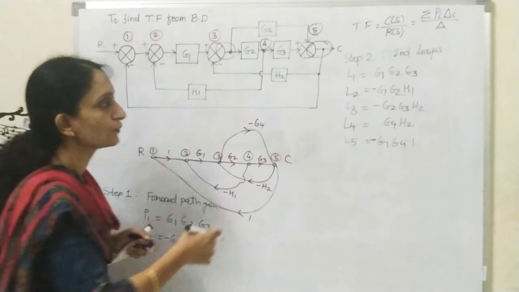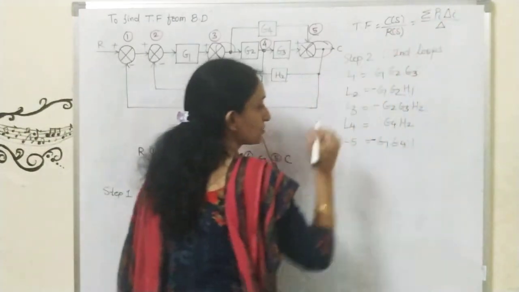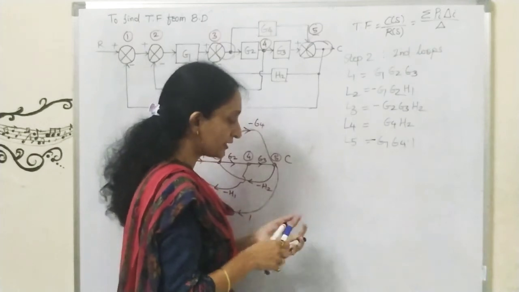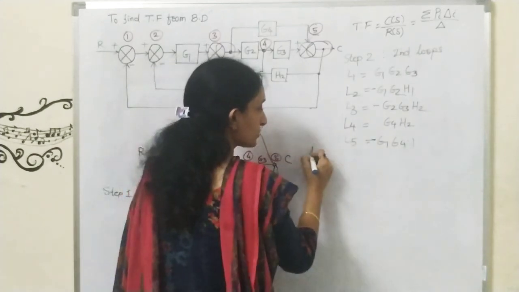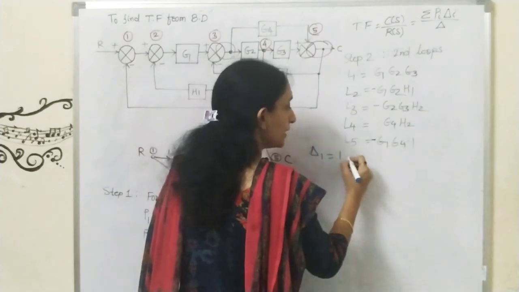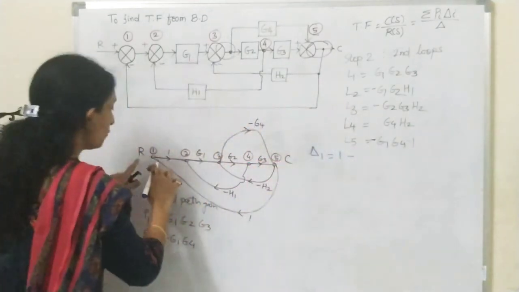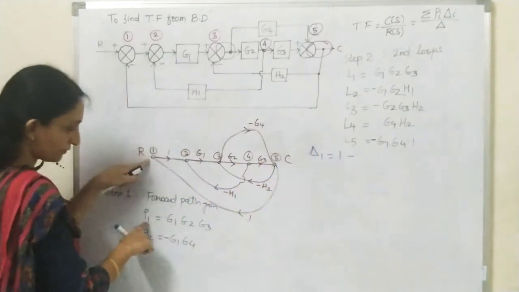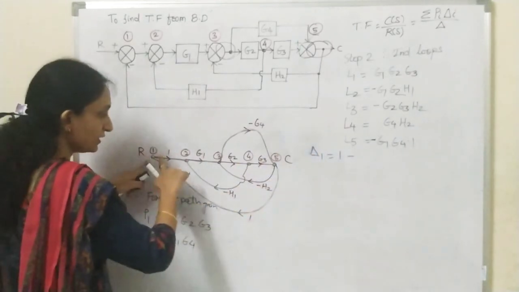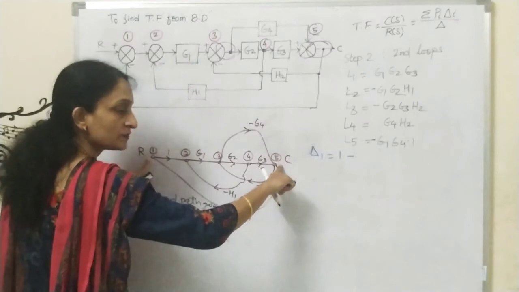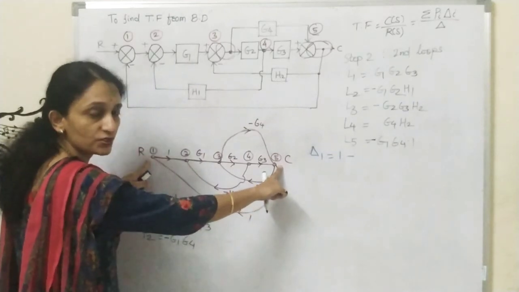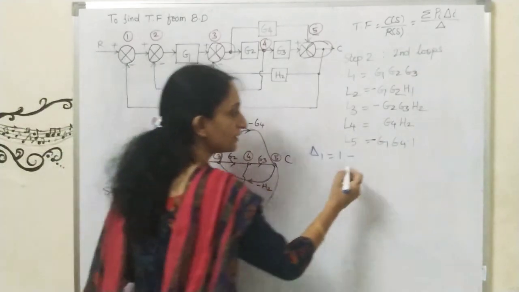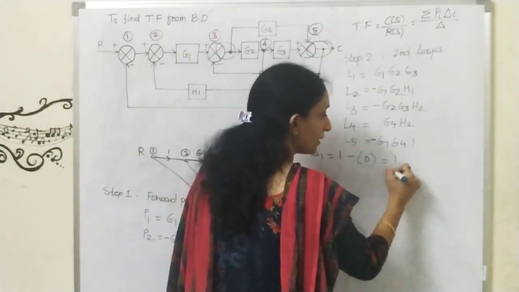Now next we need to calculate this delta I. So what is delta I? Delta I is a term that is related with a forward path. I will write delta 1 is equal to 1 minus, I will check. For delta 1 we need to consider the first forward path, G1, G2, G3. So this is the first forward path. Just check whether there is any loop which is not touching the first forward path. No, all loops are touching. So I will write in bracket as 0. So delta 1 is 1.